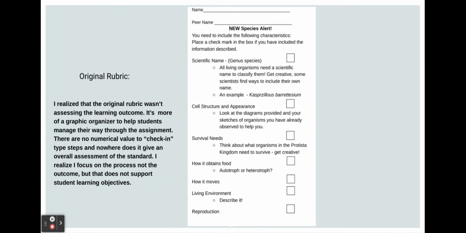This was the old rubric that I had for the first part of this activity. And I realized that the original rubric wasn't assessing learning outcomes at all. It's more of just a graphic organizer to help the students manage the assignment, similar to what I had in the Three Things Lab. Again, an assignment I redefined earlier in this course.